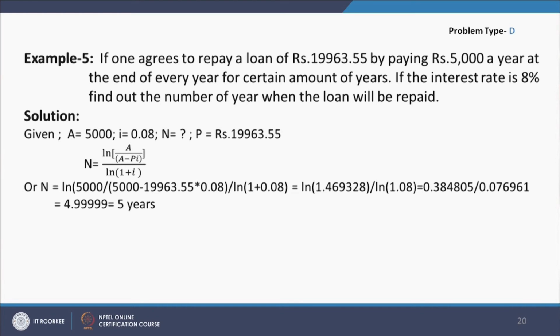19,963.55. So, this is the equation which we have used to find out N, and once we put all the values, that is value of A, P, I, then we calculate, it comes out to be N is equal to 4.99999, which is equivalent to 5 years.